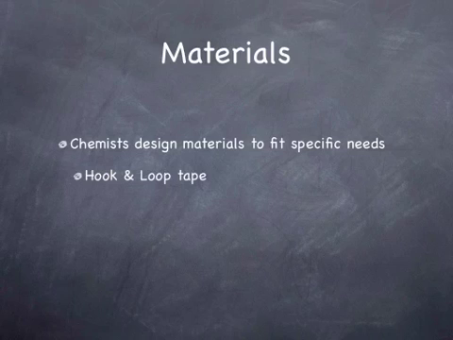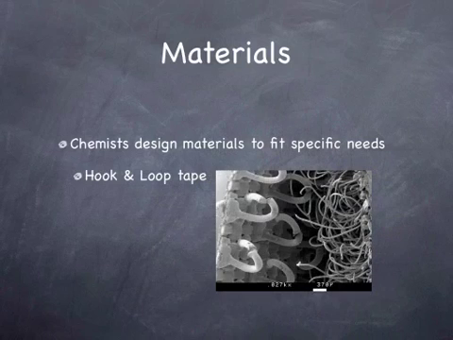A good example of something that we may not think of as being a chemistry thing is hook and loop tape, which, for those of you who don't know what hook and loop tape is, we're talking about Velcro. The guy got the idea from burrs that get stuck on your clothing, and said, I wonder if I could make something like that that would do that and then be useful. And obviously, if we think about it, Velcro is pretty useful stuff. We have it quite often.